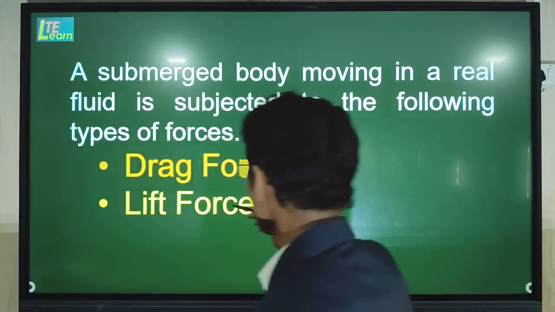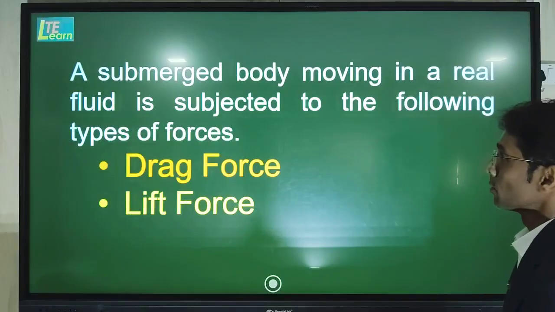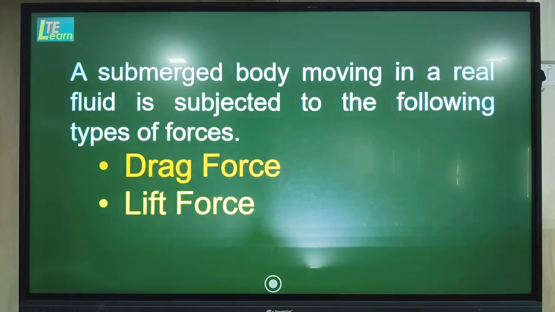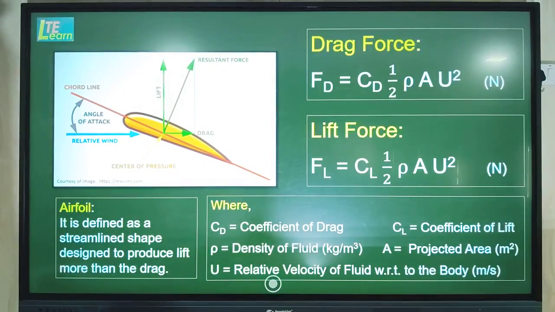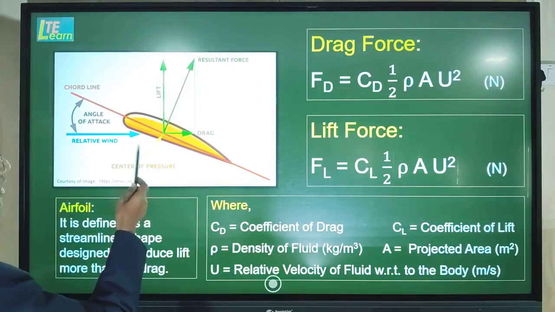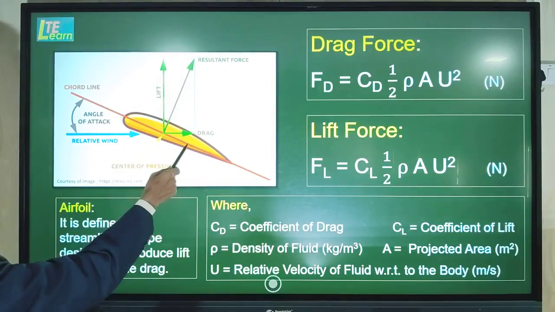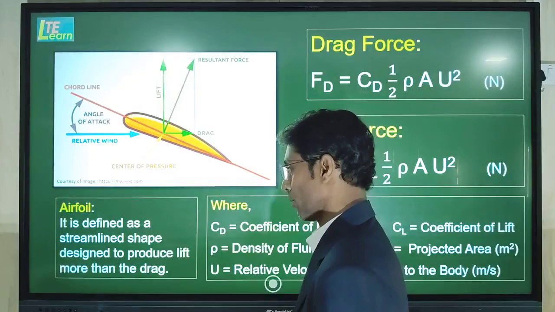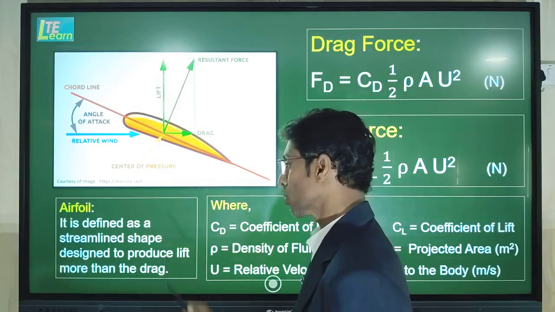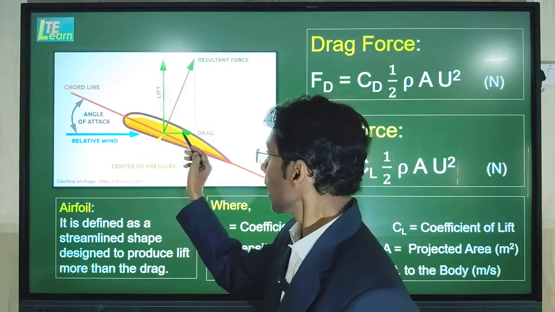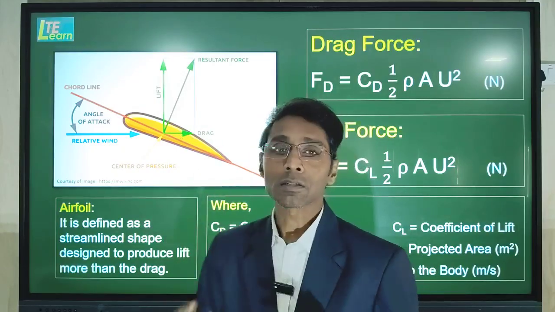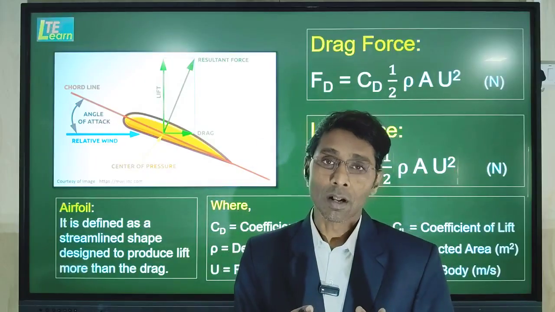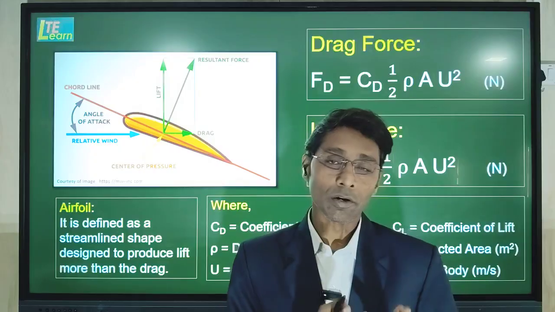So there are two types of forces, drag force and lift force. Here in this diagram we can see the application of these two forces. This body is called an airfoil. It is defined as a streamlined shape which is designed to produce lift more than the drag. Means what? As the shape of this body is streamlined, the resistance offered by the fluid is minimized, and that is why power consumption is reduced.